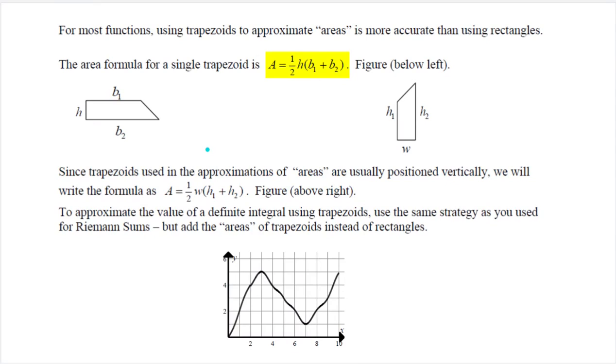Welcome to lesson 6.8. In this video, we're going to be focusing on trapezoidal approximations. In the previous lesson, we talked a little bit about Riemann sums, and in doing that, we took either the right or the left or the center, and we created rectangles that we used in order to estimate the area underneath the curve.